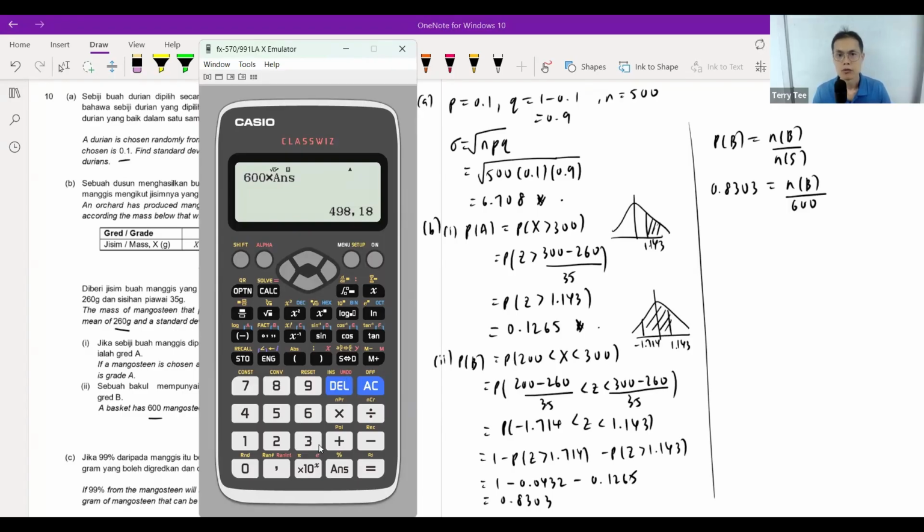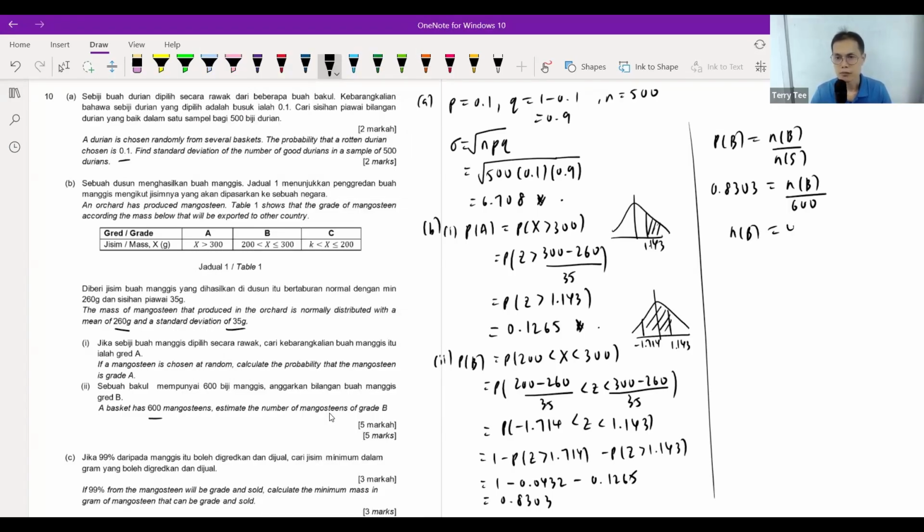You should get 498.18. Take the nearest integer because your number of mangosteen must be an integer. You can't have 498.18, you can't have a quarter of a mangosteen, just either 498 or 499. So in this case, we take 498 as the nearest integer. All right, that is part B. Okay, let's move on to part C.